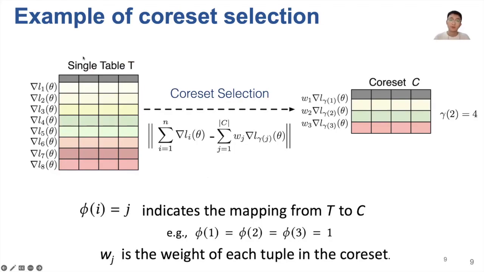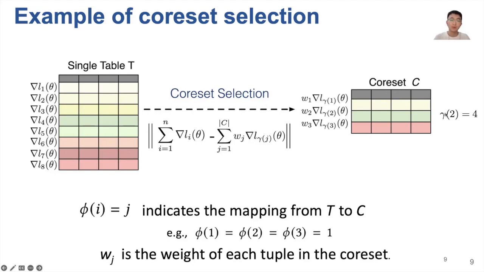Let us use an example of the coreset selection. The left one is the full training set, and the right one is the coreset, which includes 3 tuples and are associated with 2 mappings. The first mapping gamma is simple. For example, gamma 2 equals 4 indicates that the second item in coreset C is the fourth one in original table T. The second mapping phi is important. It shows that tuple i in T is represented by tuple j in C, and the weight of tuple j in C equals the number of tuples in T that point to tuple j.